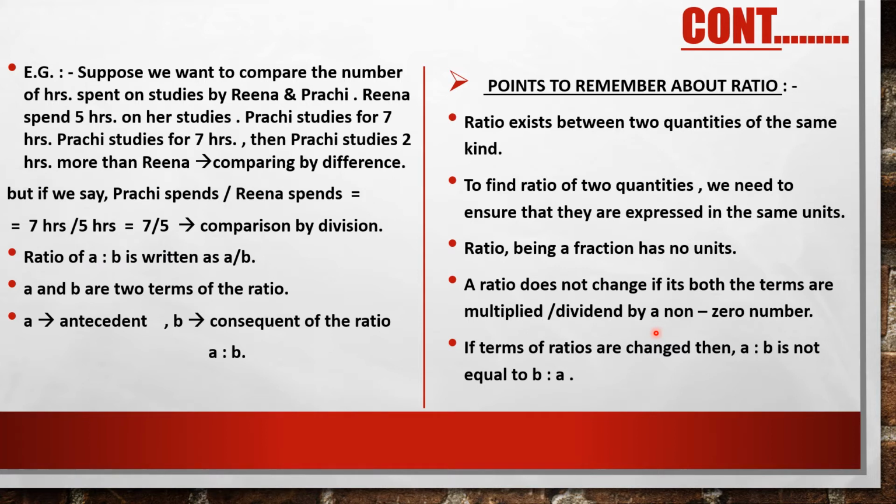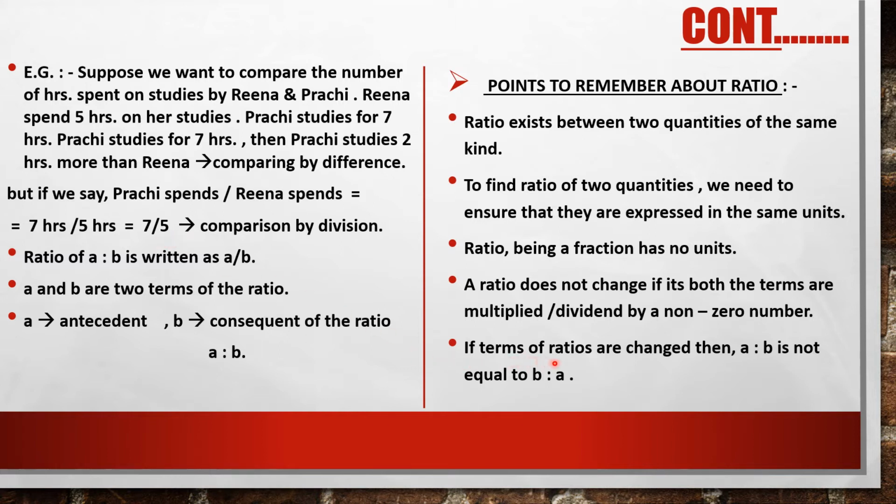That means, when in a ratio the terms are multiplied or divided by any number, then the value of the ratio does not change. For example, 7 by 5. When 7 is to 5 is multiplied by 2 to both the terms of the ratio, we get 14 is to 10. 7 is to 5 and 14 is to 10 have the same value.